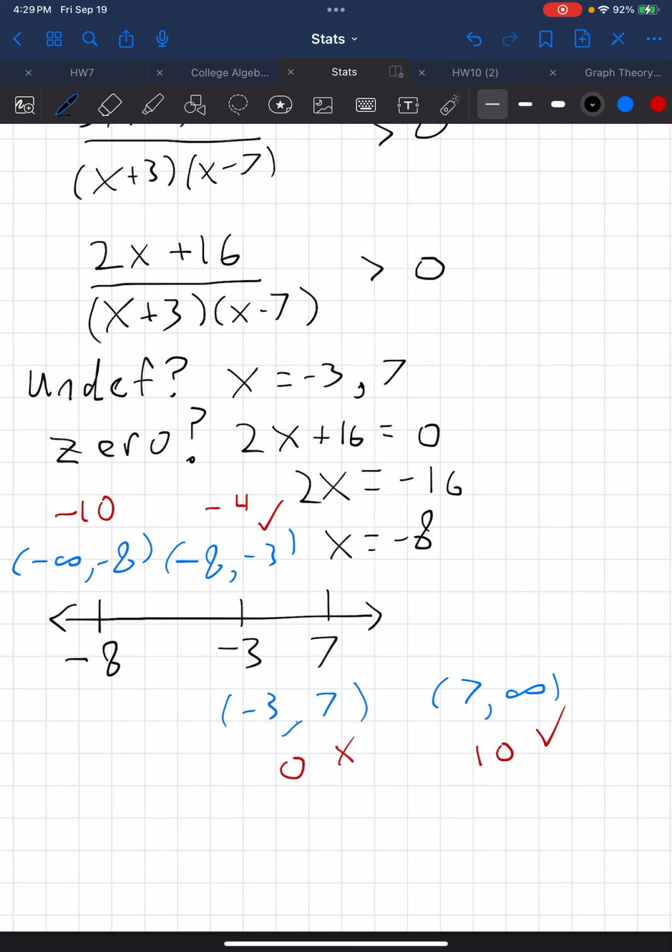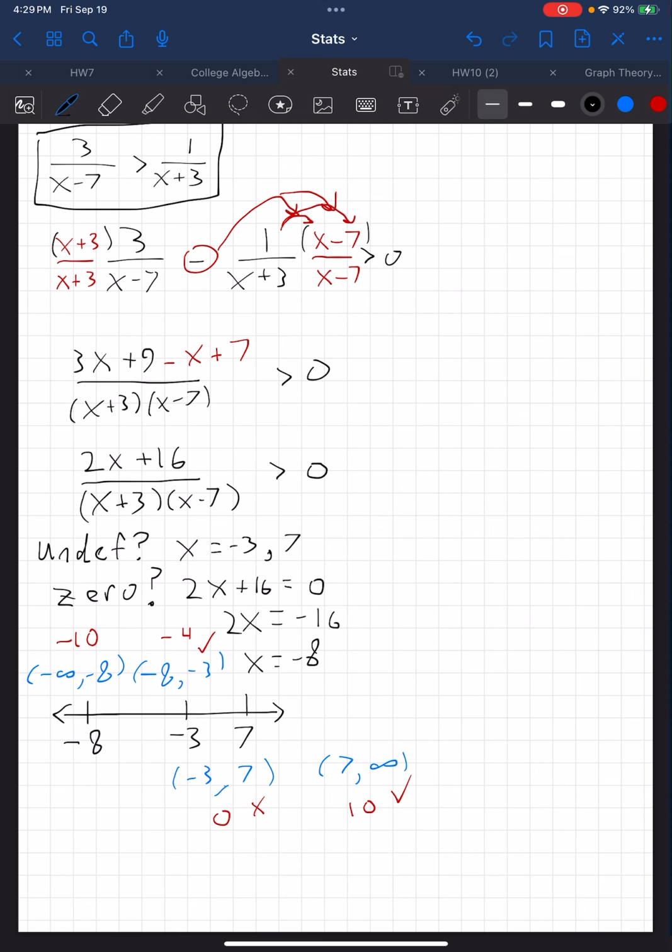So if we plug negative 10 into, again, either expression, what do we get? Well, let me try the top one, the original one, and say 3 over negative 10 minus 7 greater than 1 over negative 10 plus 3. This combines into 3 over negative 17 greater than 1 over negative 7. And this is a little tricky to answer, but I'm pretty sure the answer is yes.